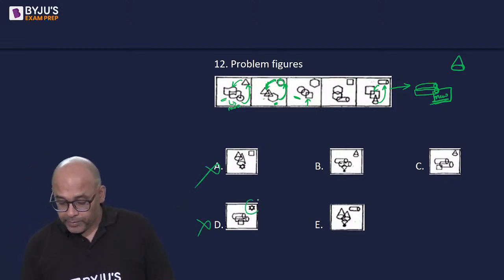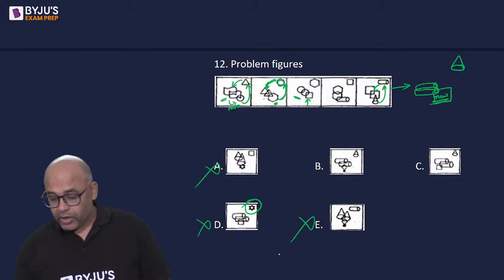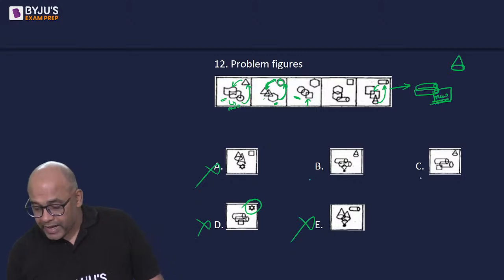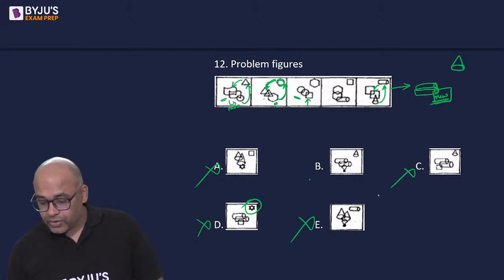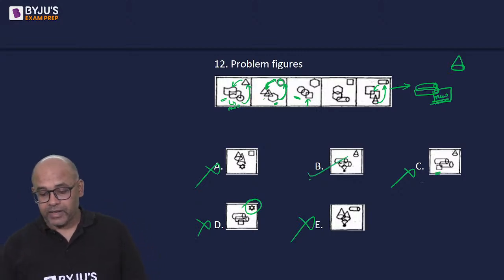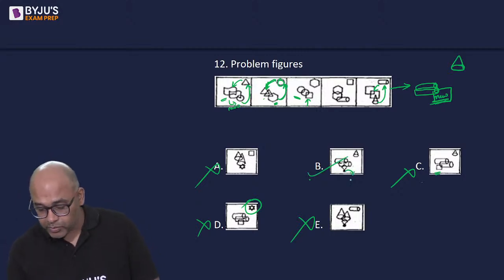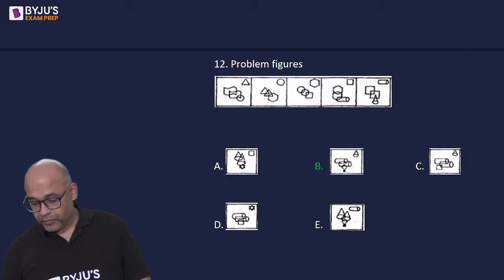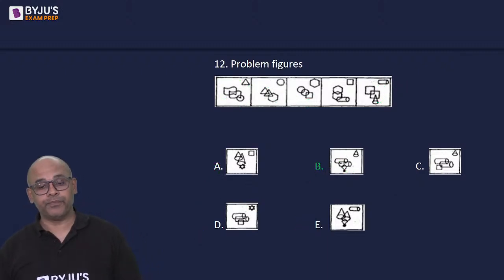This is wrong. Why? Because this is not there at all. This should be a cone. That is not a cone. This is wrong. Now between B and C, C is wrong. Why is C wrong? Because you have a square coming back. It is B, which is a new symbol. This is supposed to be a new symbol. Therefore, the correct answer is option B.